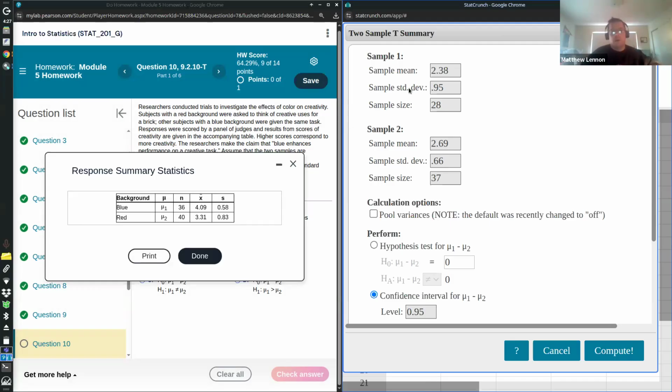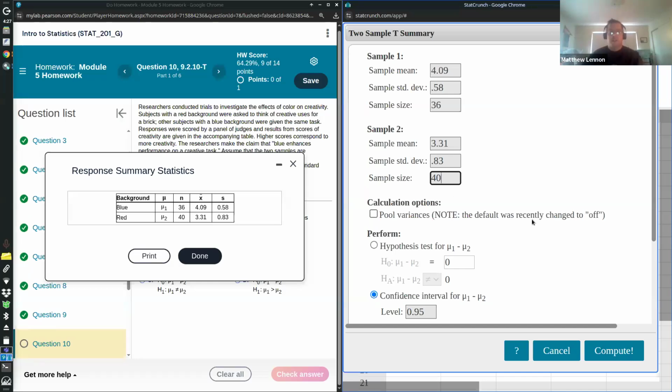Okay, so sample mean, that's the X bar. For blue, that's 4.09. For standard deviation, that's 0.58. For sample size, that's 36, that's N. And when we do sample 2, sample mean is 3.31. Standard deviation 0.83. And then N for the last one is 40.